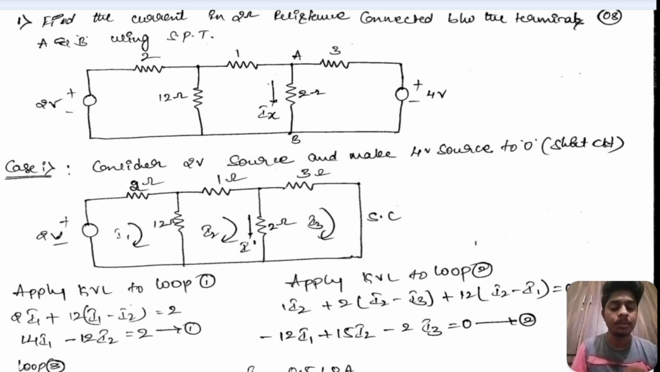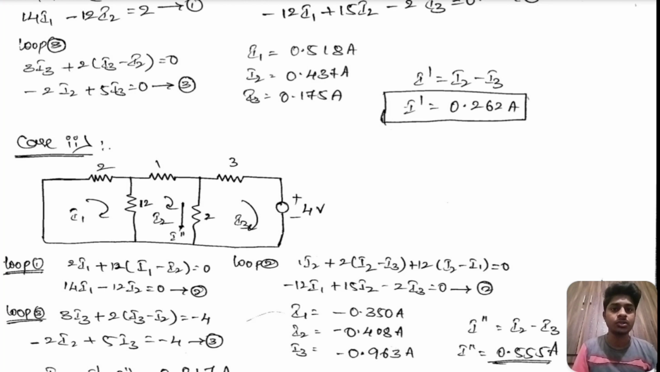We should apply KVL for loop 1. The equation is 14i1 minus 12i2 equals 2, and for loop 2 the equation is minus 12i1 plus 15i2 minus 2i3 equals 0. Next, for loop 3: minus 2i2 plus 5i3 equals 0. The final currents are I1 equals 0.518 amperes, I2 equals 0.437 amperes, I3 equals 0.175 amperes.